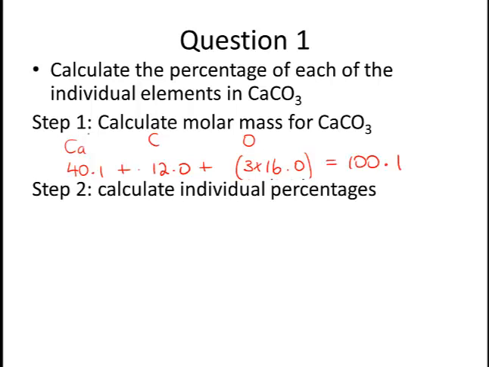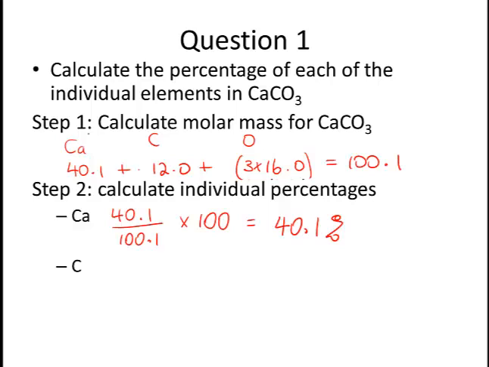The next step is to calculate the individual percentages. Starting with calcium, we take the mass, divide by the molar mass. So here the calculation will be 40.1 divided by 100.1, which we will then multiply by 100 to convert to a percentage, and we end up with 40.1%.